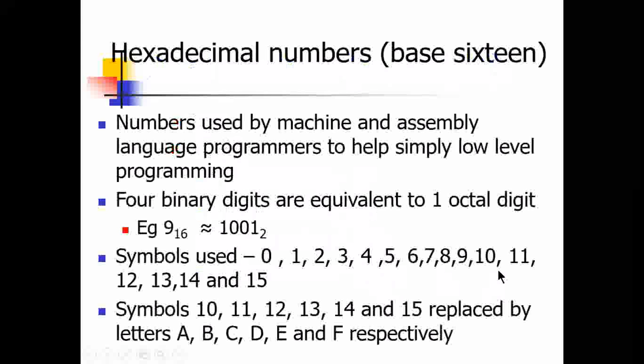All right. Now, what about the hexadecimal numbers, the base 16?